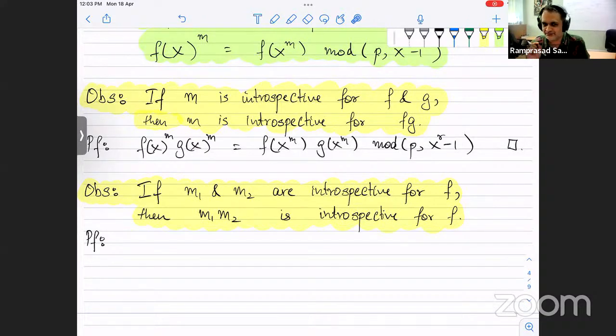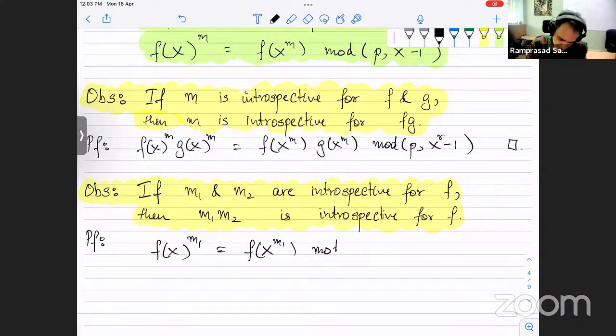Okay, this requires a bit more work. So let's start with what we have. Let's look at f of x, the whole power m1. This we know is equal to f of x power m1 mod p and x power r minus 1.